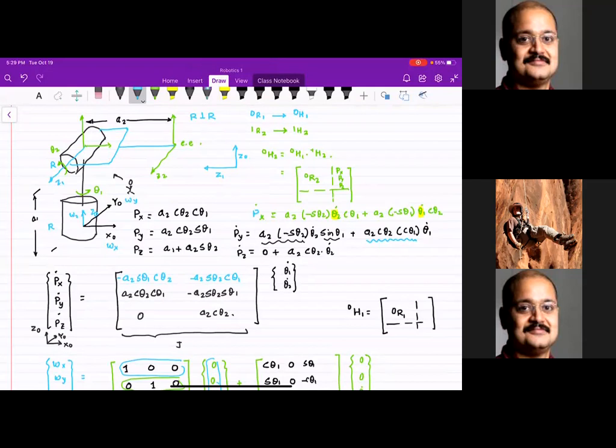Curl your fingers in the direction of Z1. We see that it's coming this way, right? But now I want to project it onto Y0. And can you see that Y0 is opposite to Z1? That's why your theta 2 dot is negative. Understood? Once again.